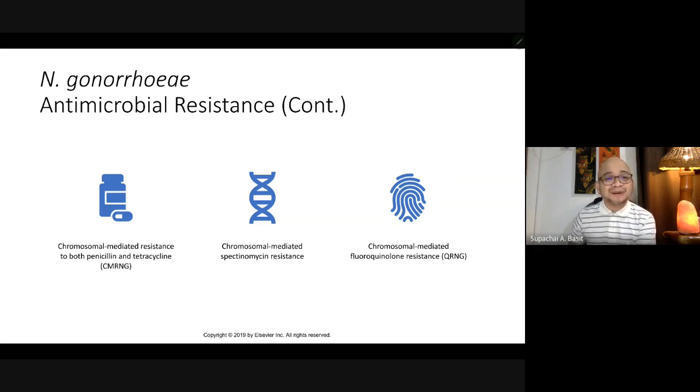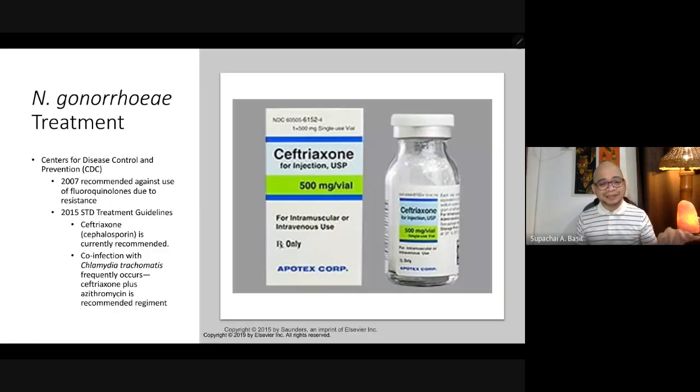We also have the chromosomal mediated spectinomycin resistance. And we also have the chromosomal mediated fluoroquinolones resistance, FluorNG. So as you can see, Neisseria gonorrhoeae nowadays has become a superbug and is resistant to many antibiotics. So, do you still have treatment?